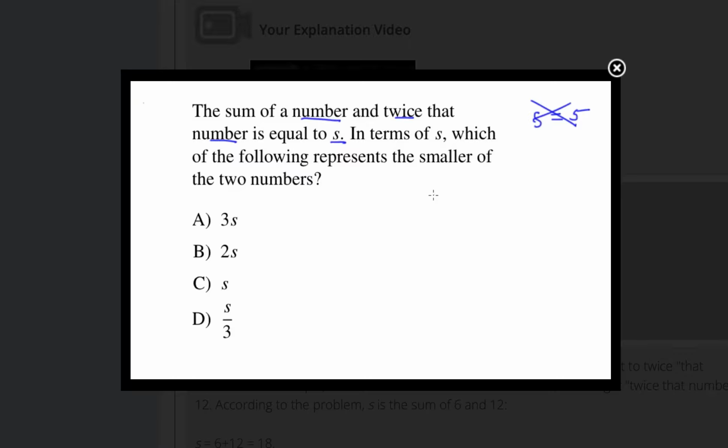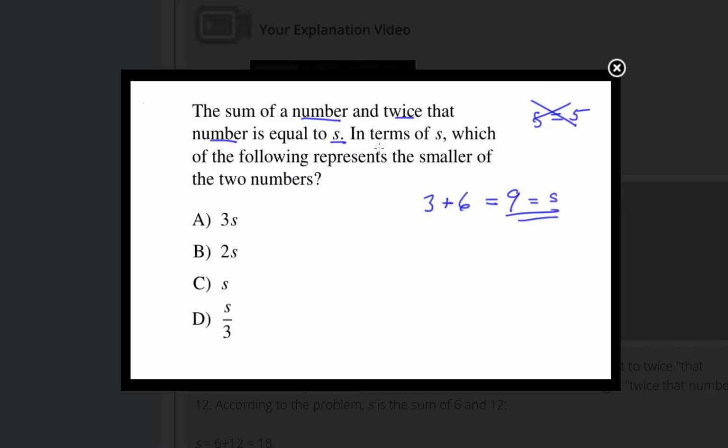So let's just think of a number. Let's say 3. And twice that number, let's say 6. Well, it says that sum is equal to S. So we're going to add them together. That gives us 9. And that is equal to S. So this is what we're dealing with here. We know that S is 9.